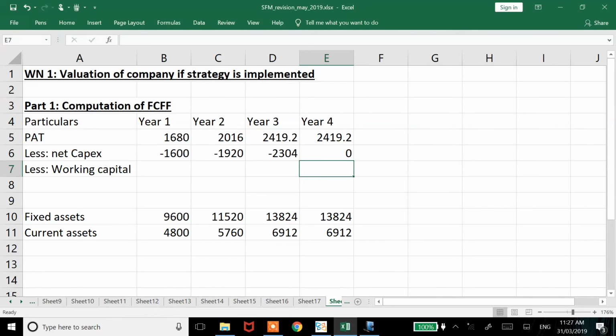Same amount of capex you have to do, no, because your fixed assets have to remain same. The ratio has to remain same. So the ratio will remain same only if the fixed assets remain same. So you charge depreciation and same amount of capital expenditure.